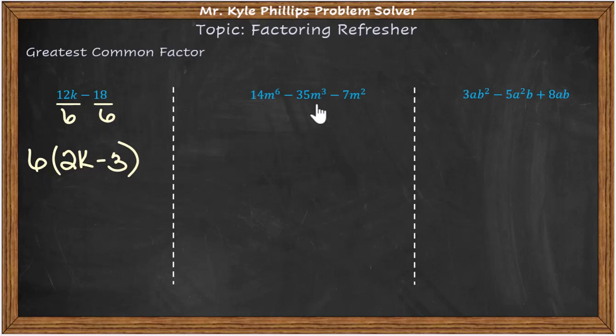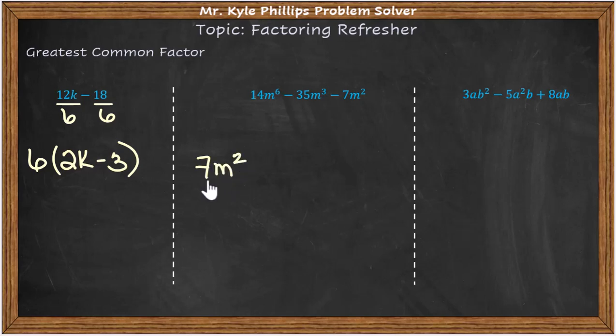All right, let's look at this one. What's the largest number that can go into 14, -35, and -7? 7. Now, you can pull out a -7 or a +7. It really doesn't matter. Here, we can just pull out a +7. And now we're going to look at the variables. With your variables, you have to pull out the smallest exponent. So I'm going to look at m to the 6th, m cubed, m squared. I can only factor out m squared.